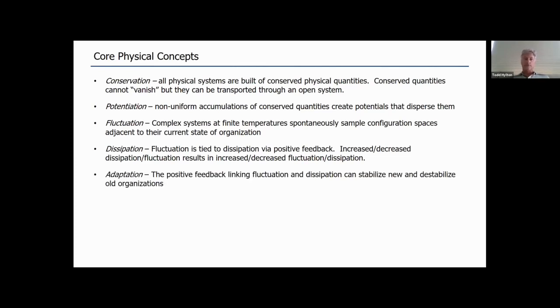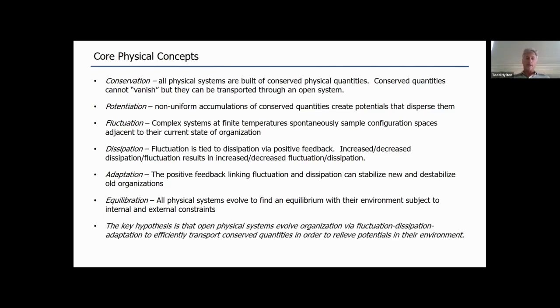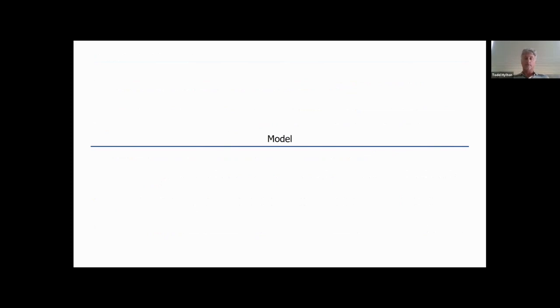Adaptation: this fluctuation and dissipation can also result in adaptation that can both stabilize new structures and destabilize old ones. And equilibration, finally: all systems are basically trying to find an equilibrium with their environment, subject to various internal and external constraints. And so the key hypothesis that I have here is that open physical systems evolve organization via fluctuation, dissipation, and adaptation to efficiently transport conserved quantities, and they do this in order to relieve potentials in their environment. So that's the basic ideas behind the model.